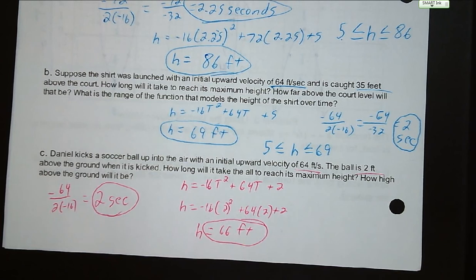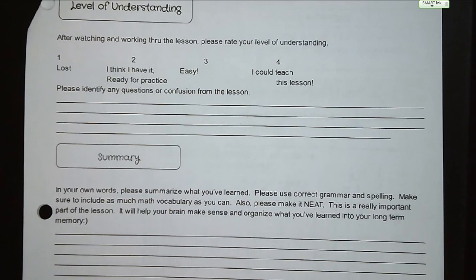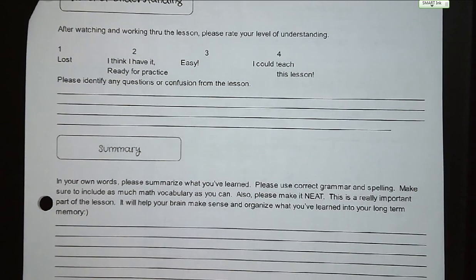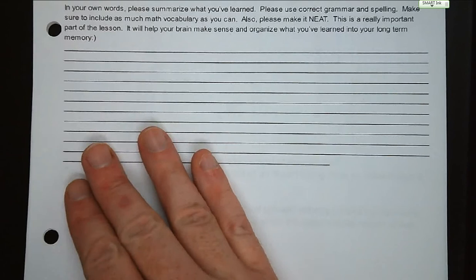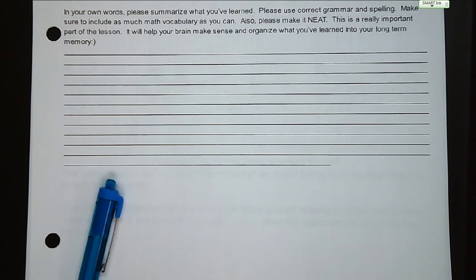All right, make sure you fill out your level of understanding, 1 through 4, write down any questions or confusions you may have, and then make sure you write that summary of what you learned today: how to find the vertex, how to use that to graph in an easier way, and how to use the vertical motion model.